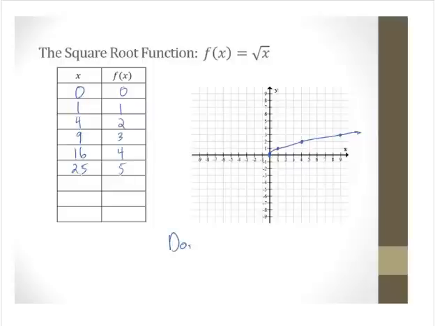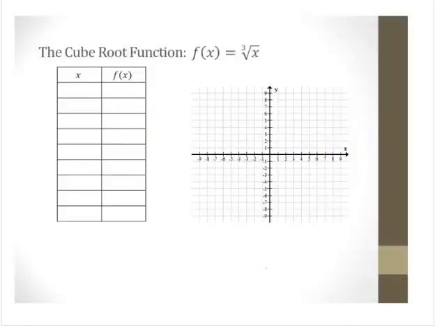Let's determine its domain and range. The domain starts at 0 and goes to positive infinity. The range, thinking of the outputs, also starts at 0 and also goes to positive infinity. It's going to continue to increase as we move to the right.